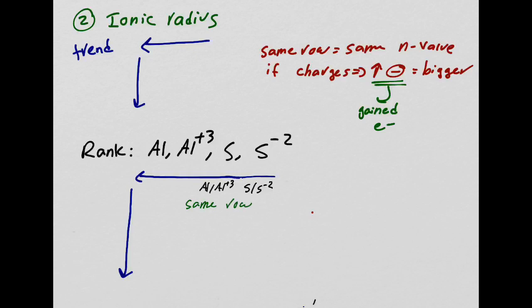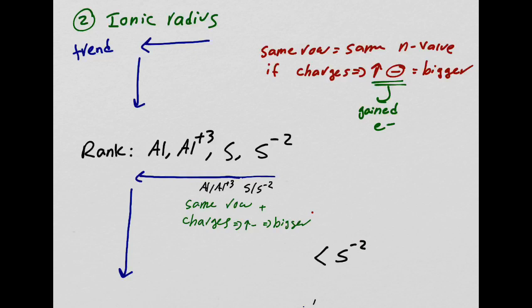You're in the same row, plus you have charges, which is the case here. If you're in the same row and you have charges, then remember, the more negative you are, the bigger you are. So we're on the same row and we have charges. Which one is going to be my biggest one? The one that has a minus charge, the S minus 2. So my biggest one is going to be S minus 2.